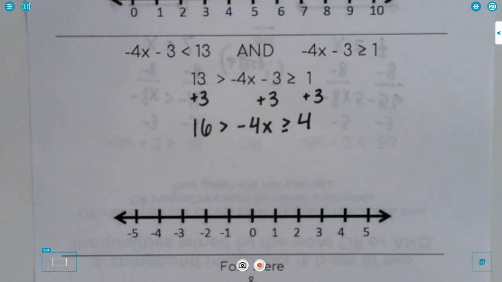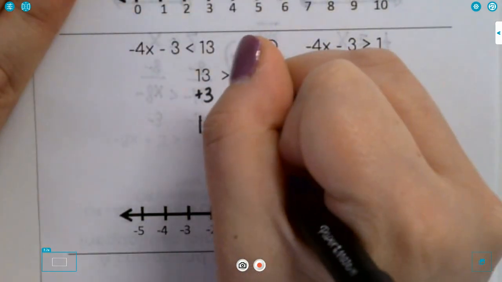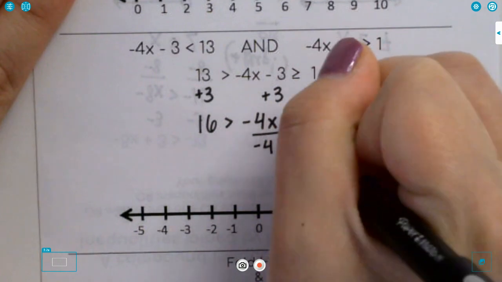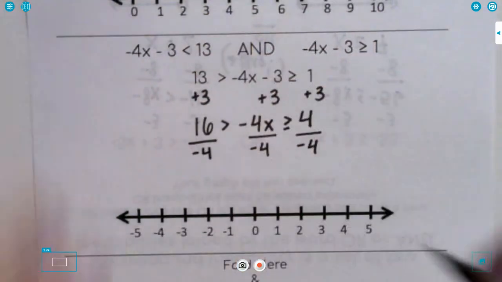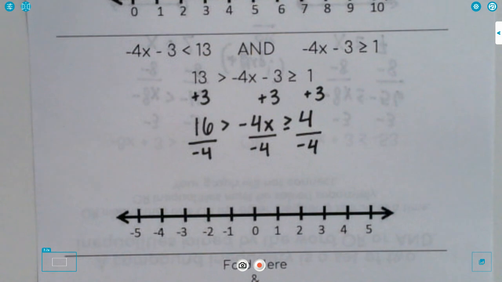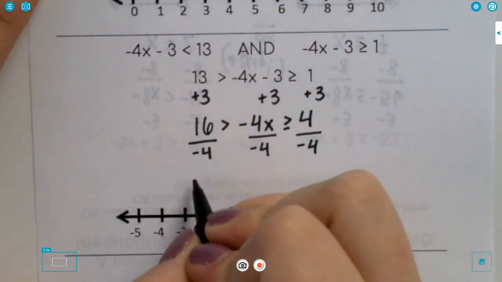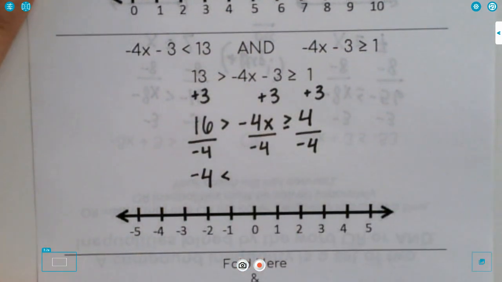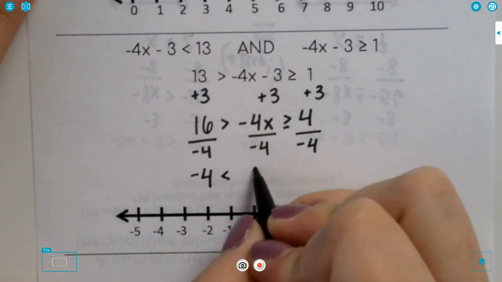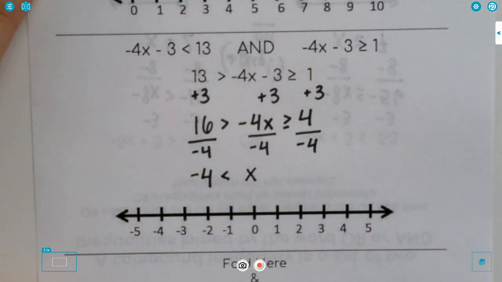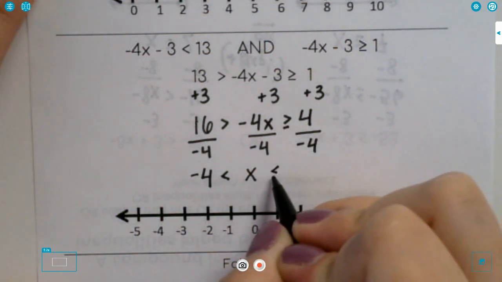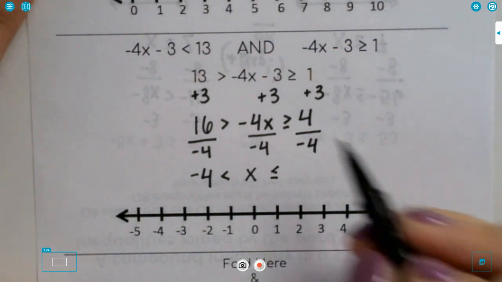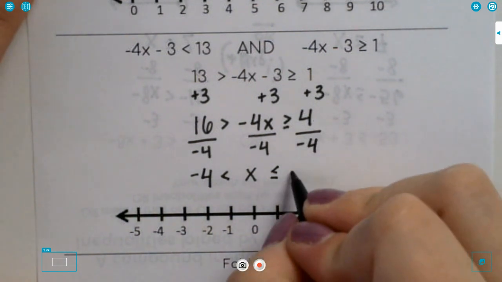Okay, from there, we're going to divide by negative 4 everywhere. And then we can also flip our signs. So 16 divided by negative 4 is negative 4. We're going to turn this into a less than sign. Now I've got x by itself in the middle. This is a less than or equal to sign now. And then 4 divided by negative 4 is negative 1.